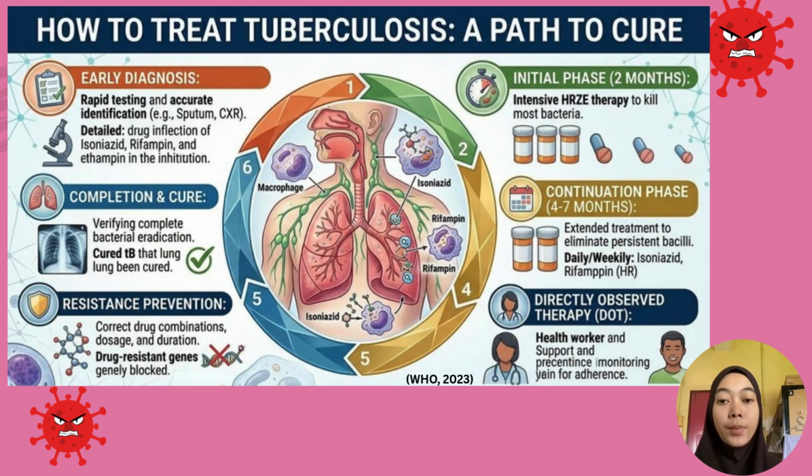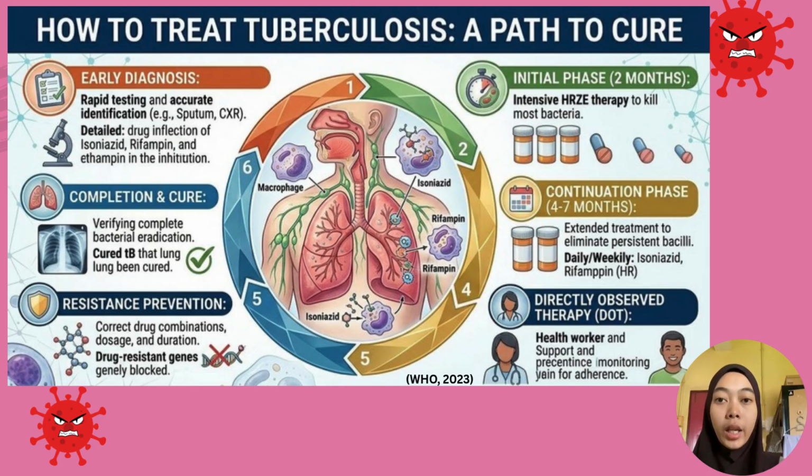Another important aspect is resistance prevention. Patients must take the correct drug combination, correct dosage, and complete the full duration of treatment. This helps prevent the development of drug-resistant TB, which is much more difficult to treat. The final step is completion and cure. After completing the treatment, the doctor will check whether all the bacteria have been eliminated from the body.